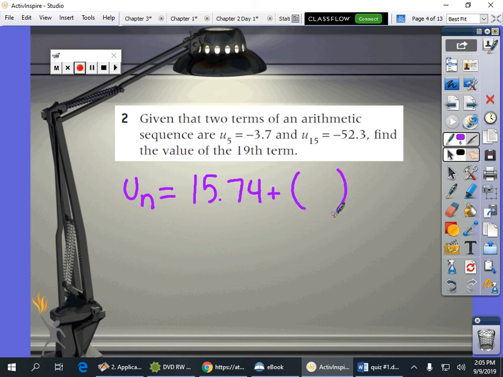What goes in the parentheses? What term am I looking for? We're on problem 2, so I'm looking for the 19th. So I'm going to do 19 minus 1. And who can tell me what was that d that we found? Literally just type it in your calculator with the parentheses and all, and it should do the right thing. Or you can do it step by step.